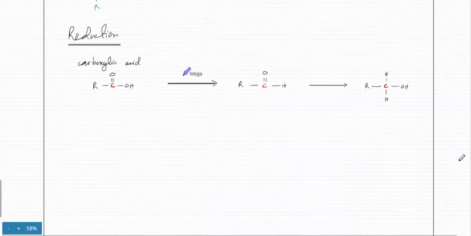Now, what's the reducing agent that would be used? That is LiAlH4 over here, and over here you could use NaBH4, or you can also use LiAlH4. So these are your two reducing agents that would be used. I'm going to write that these are your reducing agents.